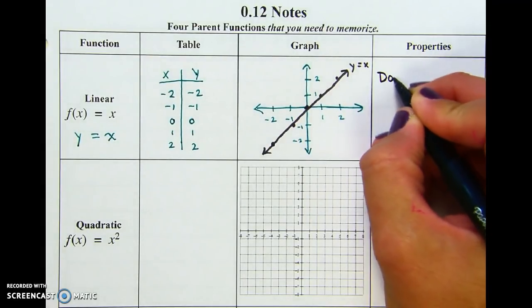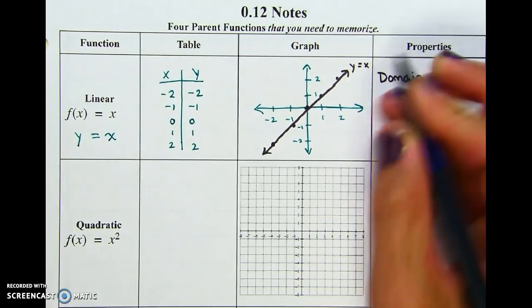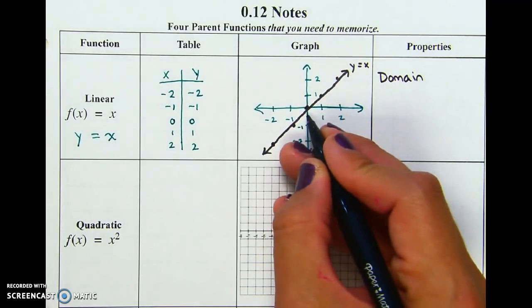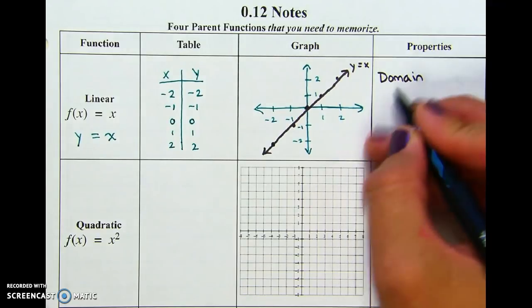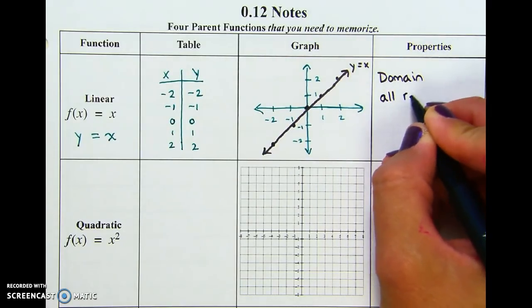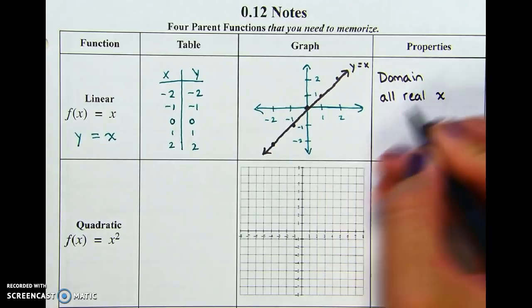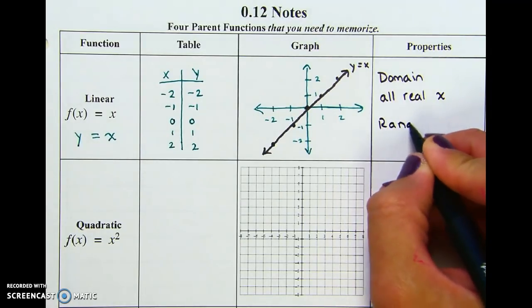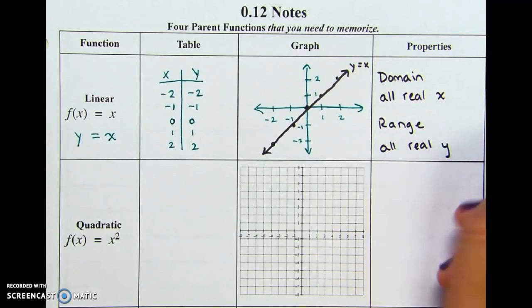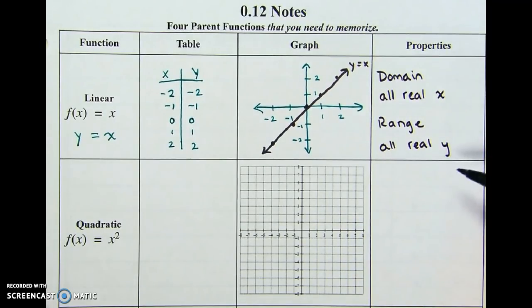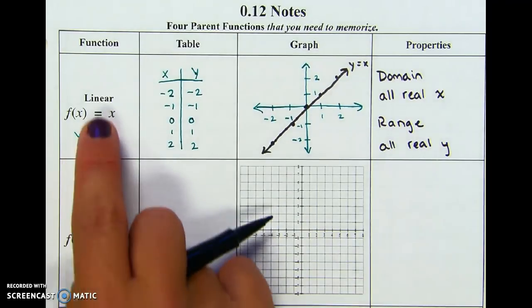The domain, what x values will this hit? Is it going to negative infinity to positive infinity? Yes. So the domain is all real x values. And the range, all real y. So the domain and range is kind of boring. That's going to get more exciting as we look into new functions. Yay.